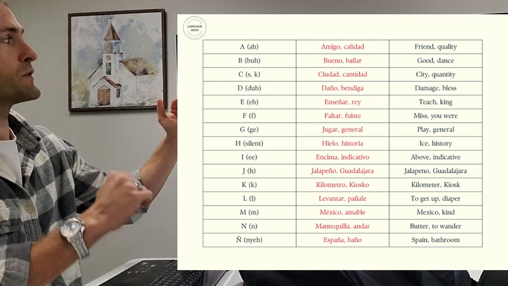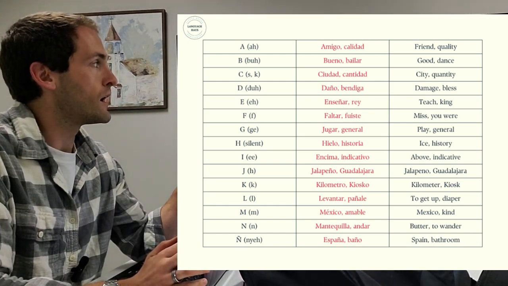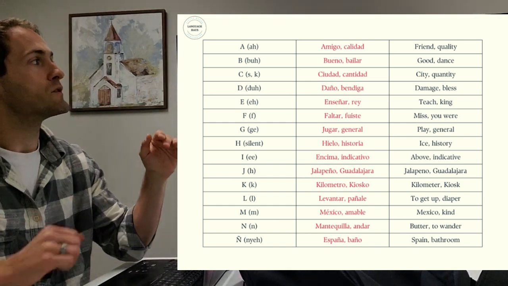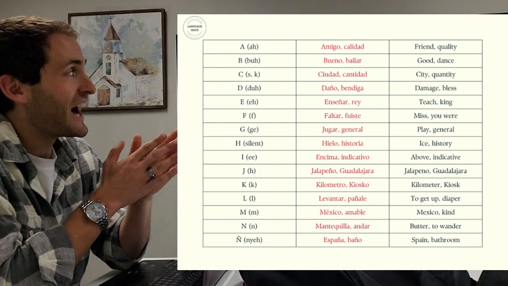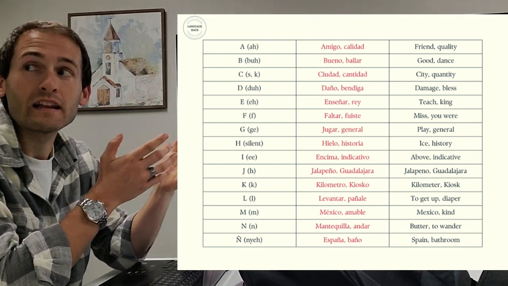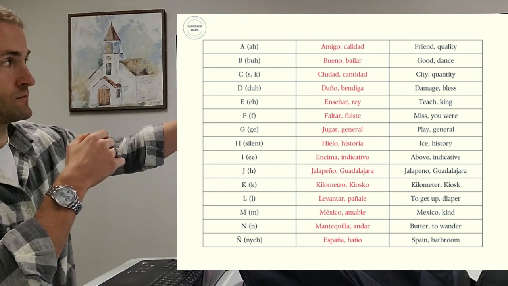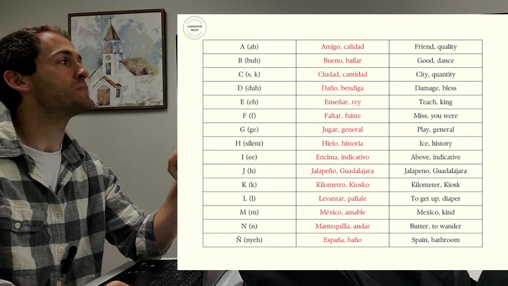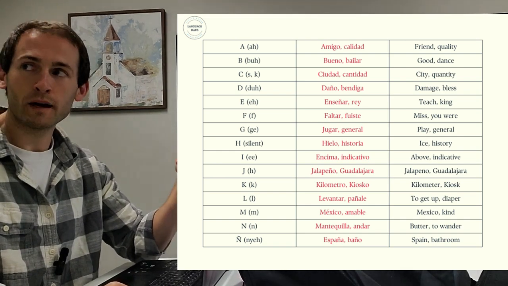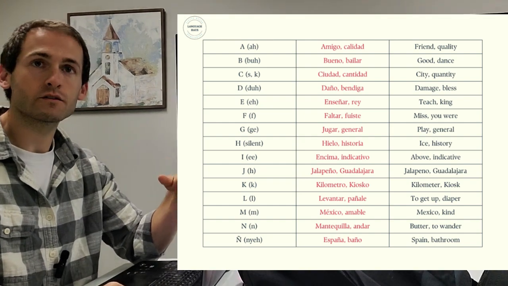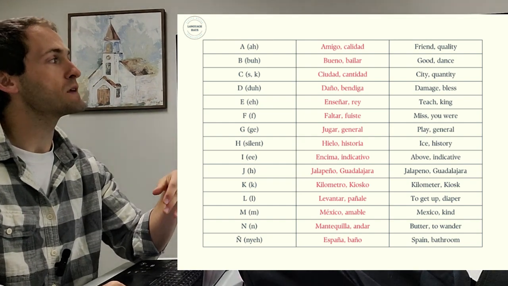So I'll do the first few, and then I guess every three or four we'll just see if somebody else would like to volunteer. So amigo, calidad. You can see everywhere that we have it here, you should expect the standard pronunciation of A to be A. B, bueno, bailar. So again, standard B sound.